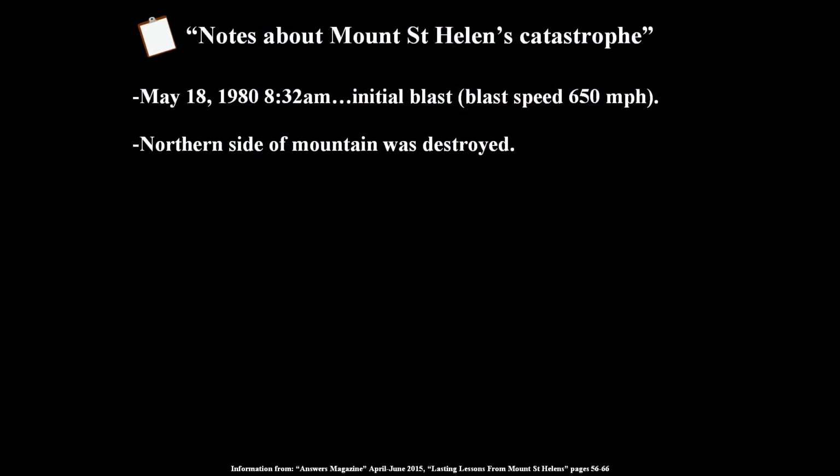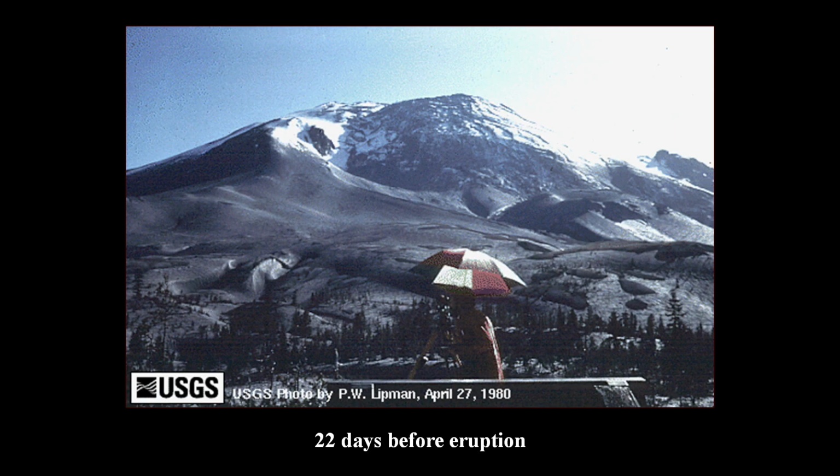Now, this is some notes about Mount St. Helens catastrophe. May 18th, 1980, at 8:32 a.m., the initial blast. The blast speed was 650 miles per hour. The north side of the mountain was destroyed. And what we're going to do here is we'll show you that.